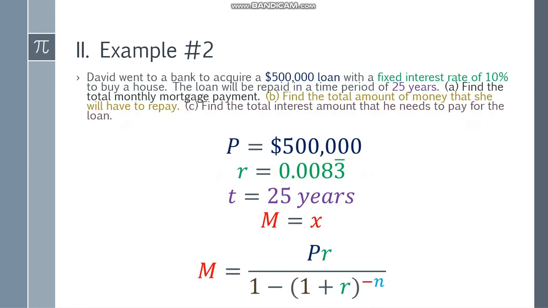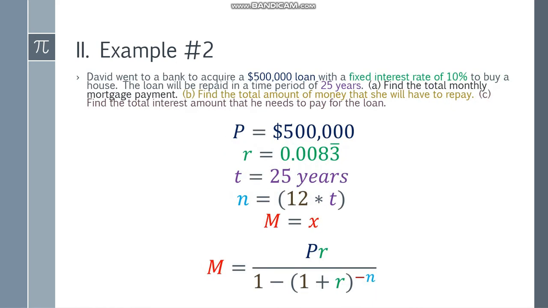Now let's place the formula, and don't forget that we have an n here, negative n. So you have to find the value of n. To find the value of n, you just have to multiply the time to 12. So we have 25 years, so 25 multiplied to 12, that will be 300. So that's the total number of payments, 300.